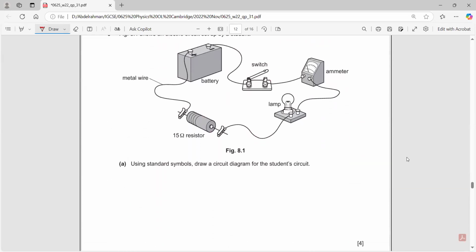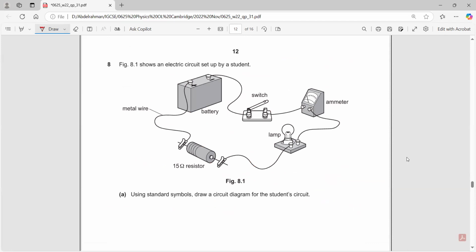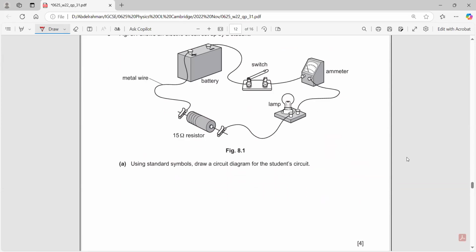Figure 8.1 shows an electric circuit set up by a student using standard symbols. Draw a circuit diagram for the student's circuit. We have a switch, a battery, an ammeter, a lamp, and a 15 ohm resistor. It's quite clear that they are all in series. It's all the same loop, the same wire. We don't have several branches, so they are all in series.